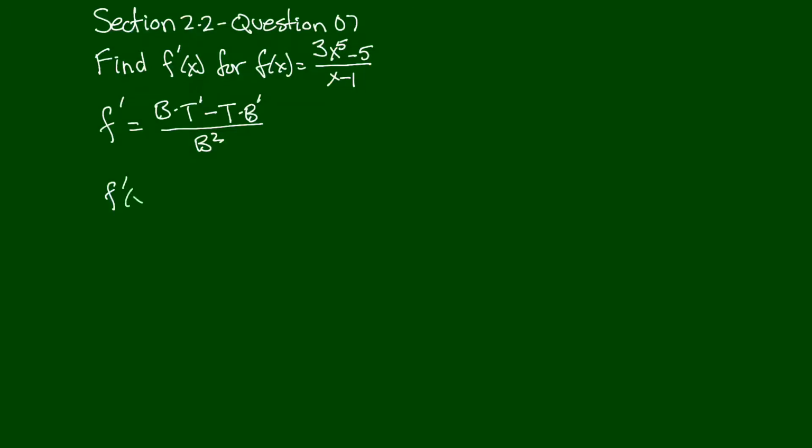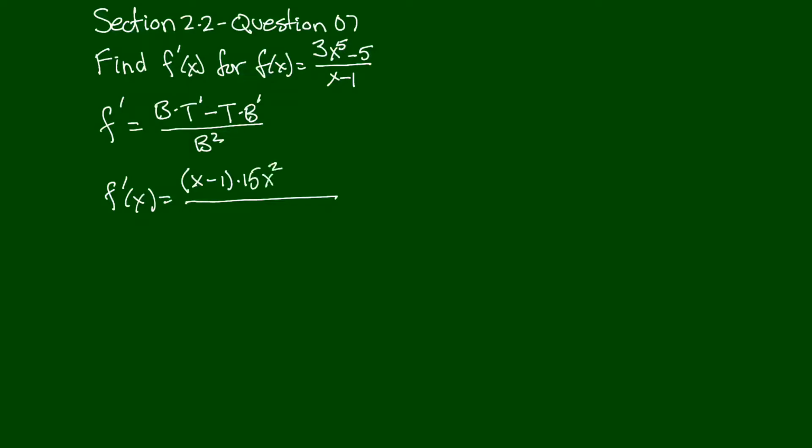So f prime of x will equal, okay, now this will be the bottom, the x minus 1. So quantity, capture all of it, x minus 1 times the derivative of the top. Now, bring the 5 down as a multiplier. That's a 15. Decrease it by 1, right? So 15x to the 4th. The 5 is a constant, so we just get a 0 here for that derivative. So 15x to the 4th.